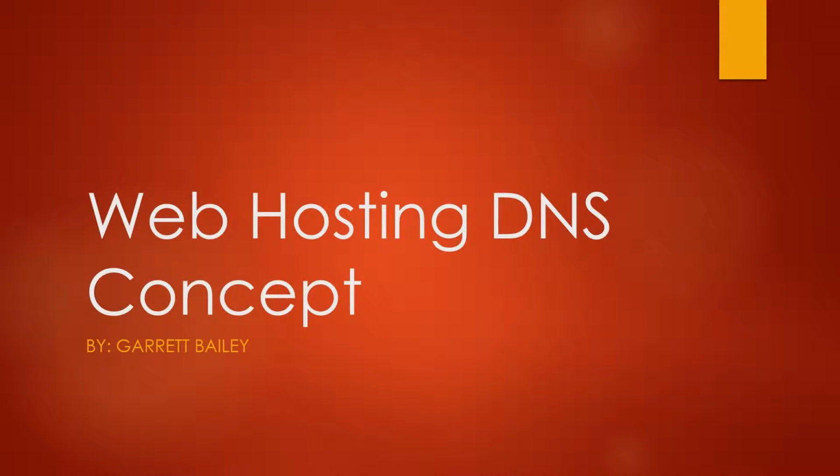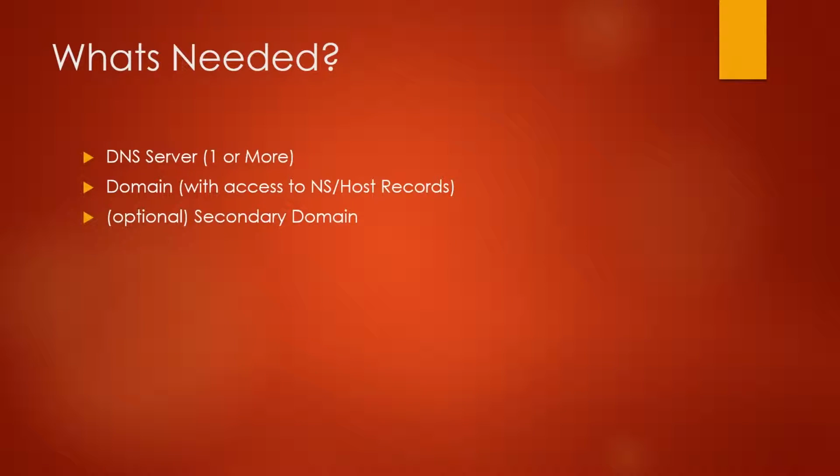So to start off, we're going to first need a DNS server. In my case, I'll be using an example of a WHM cPanel server running on Linux. You're going to need one domain that's able to be accessed that you can set an NS or host record in, and I'll explain what those are. And if you'd like to go a step farther to see the concept of what you do with the next domain after you already set up your first domain, if you have a secondary domain, feel free to bring it along because that's what we're going to be using too in this guide.